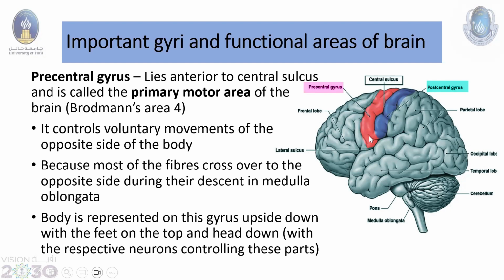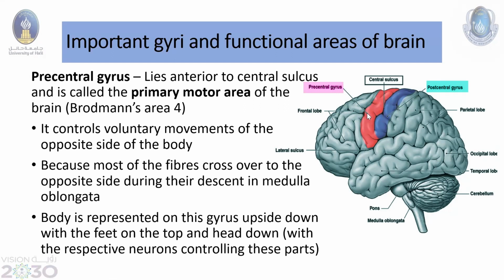Most of the functions of the body are done here, but usually on the contralateral side. What you are seeing here is the left side of the precentral gyrus, so it will be controlling the right side of the body. That is called the contralateral, or the opposite side of the body. So it controls the voluntary movements of the opposite side of the body. Why? Because most of the fibers cross over to the opposite side, especially in the medulla oblongata. We'll see that when we study the medulla oblongata.